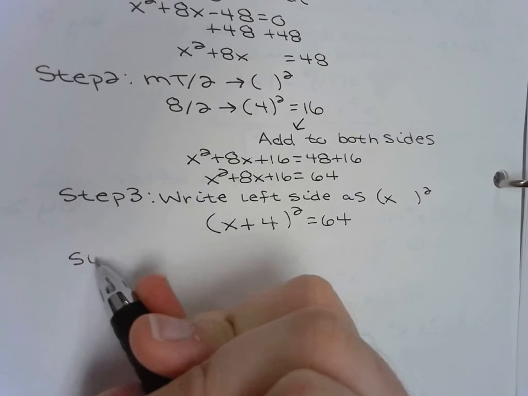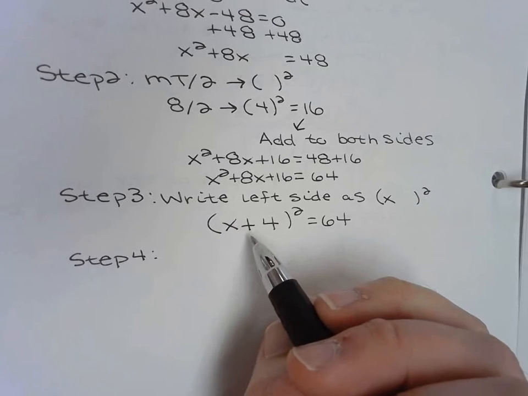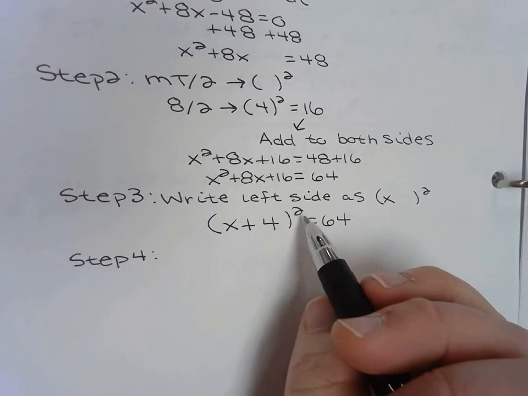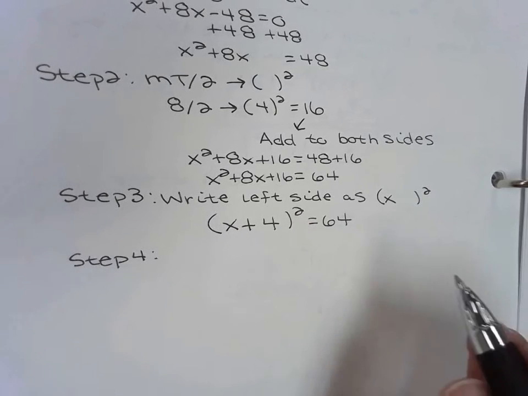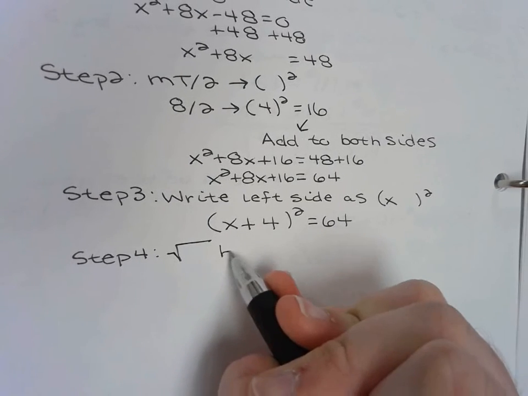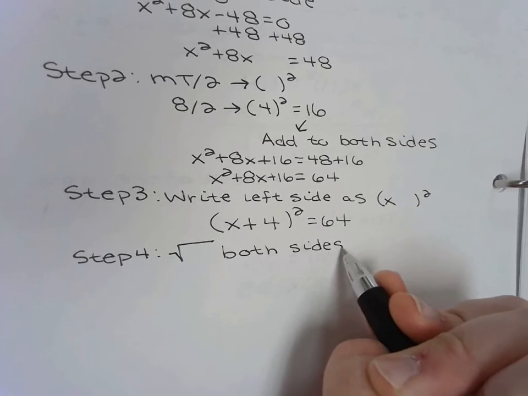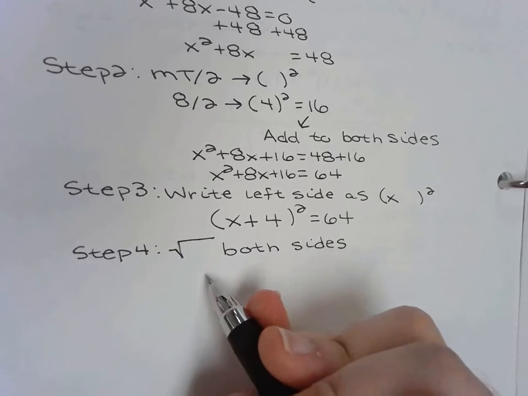So the next step, let's think about this, common sense. I cannot solve for x until I take care of the square on the outside. How do I cancel out a square? Square root. Square root both sides. So the next step is to square root both sides. We're going to do a few more examples like this.